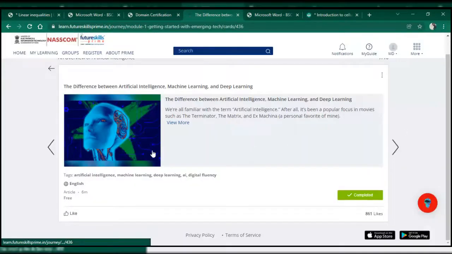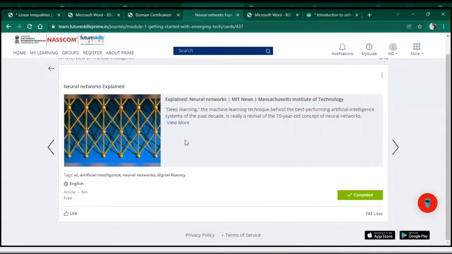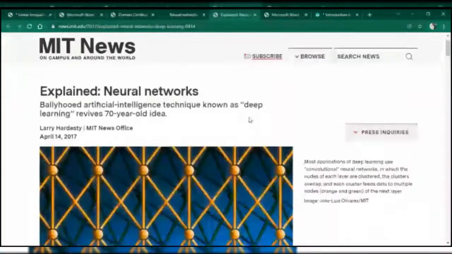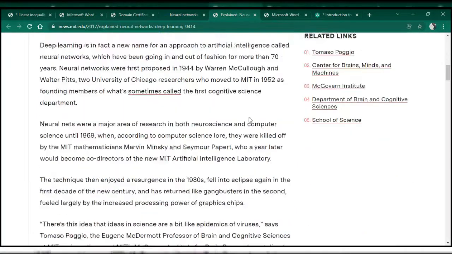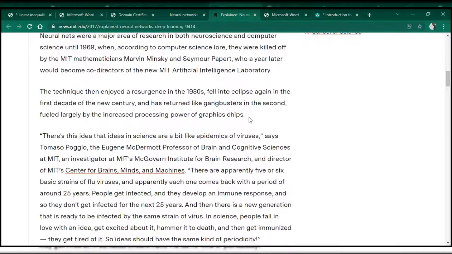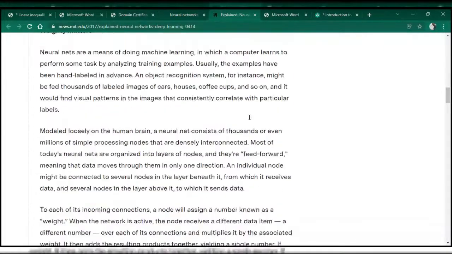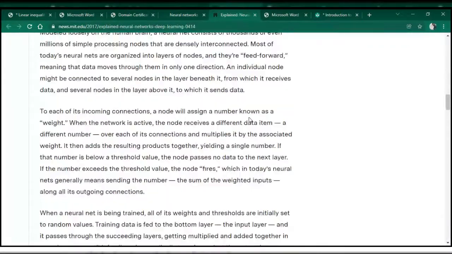Now we'll go to the next module. Sorry, not module, next topic. This is the same thing I explained about deep learning. You are supposed to read this on your own. I cannot explain it again. It is a little complicated, but it is similar to what I told you just now. I'll tell you this portion.